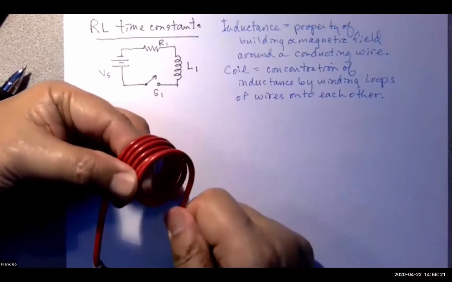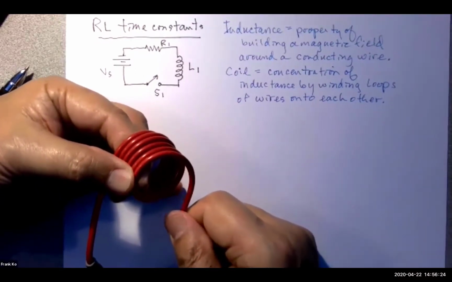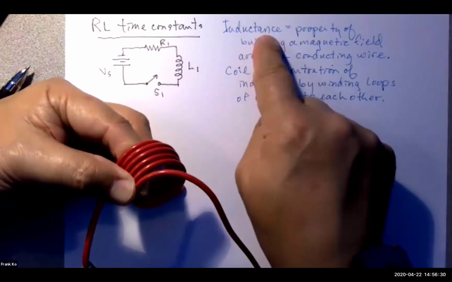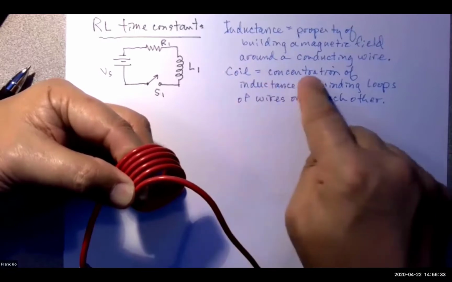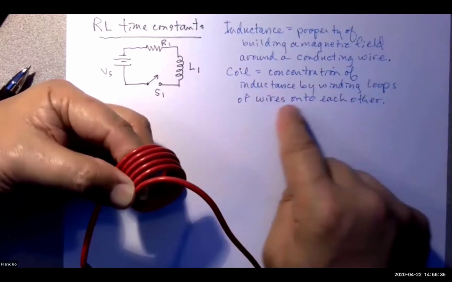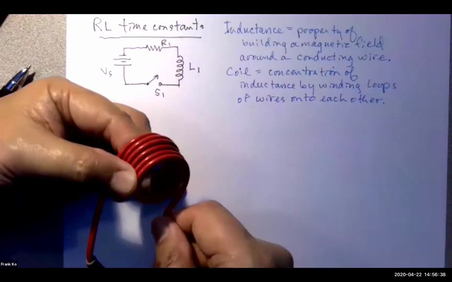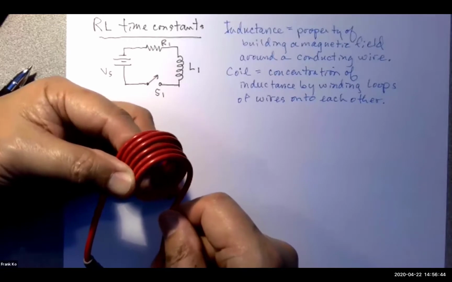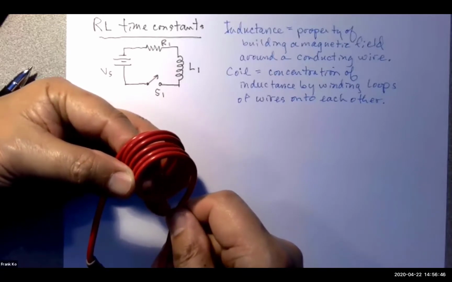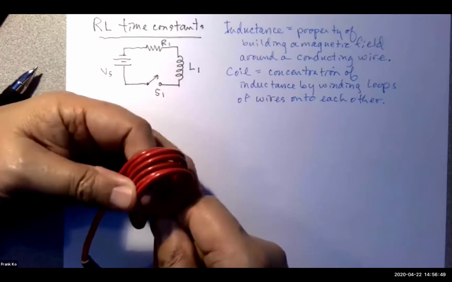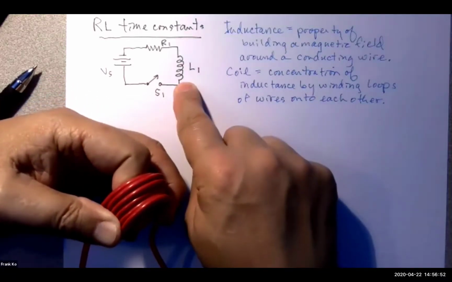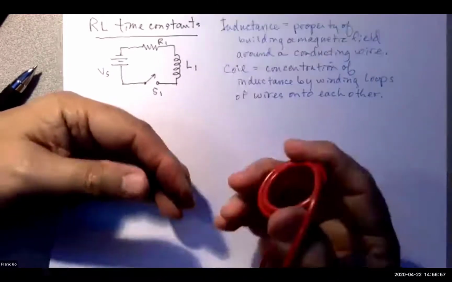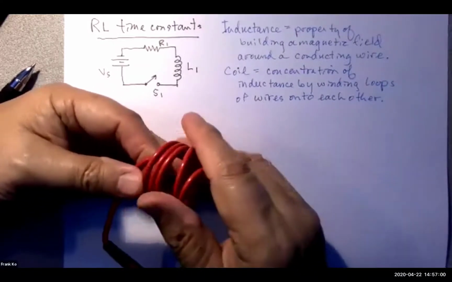By making loops of wire in this fashion, I've now created something called an inductor. The property is called inductance. Winding them into a coil concentrates that inductance. And by creating a device that is multiple loops, I have created something called an inductor. An inductor is an electrical device that we use in electronics very often, and it's shown in the schematic symbol as coils like so. And I'll show another illustration of them in a moment. But this is how an inductor is very easily made.